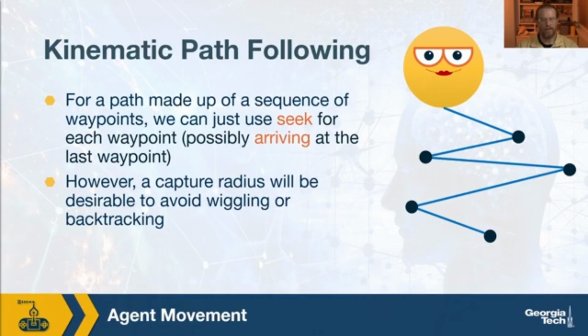So even though we'll be using seek, we probably do want to use the capture radius here, especially if there's some game logic that says keep trying to go to the waypoint until it's been visited. You want to use a capture radius to define when visiting the waypoint is complete. And so that'll avoid the wiggling or missing the waypoint and having to backtrack and so on.